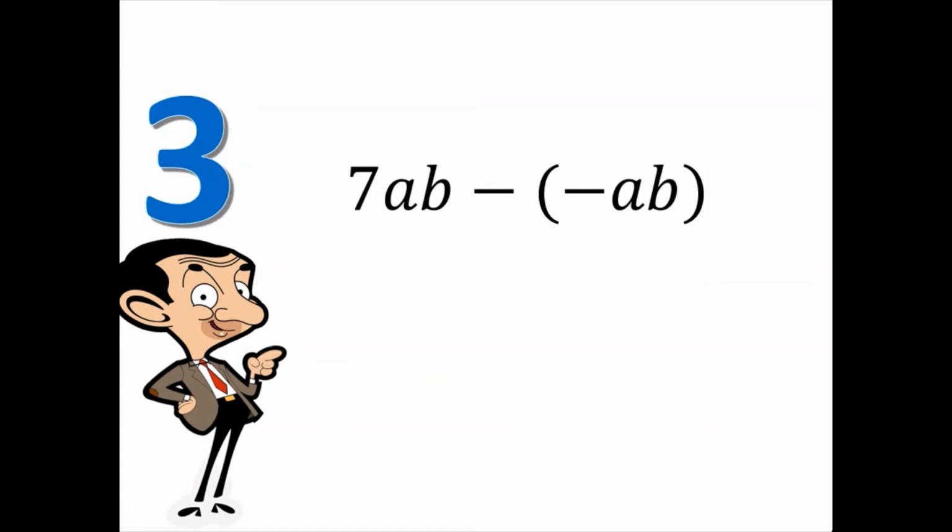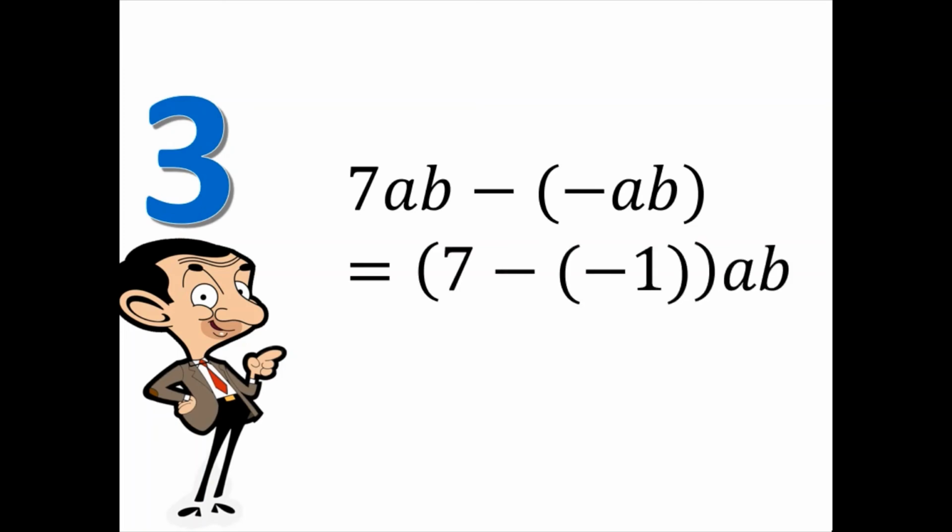Number 3. 7ab minus negative ab. We can subtract the numerical coefficients because they are similar. So that's 7 minus negative 1. The literal coefficient is ab. 7 minus negative 1 is 8. So the final difference is 8ab.